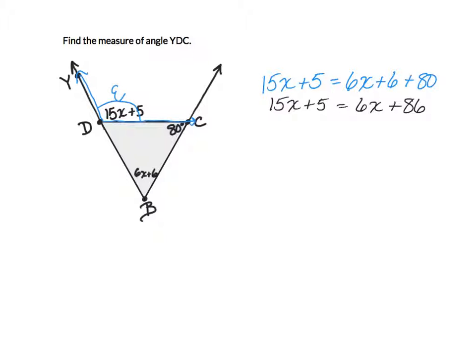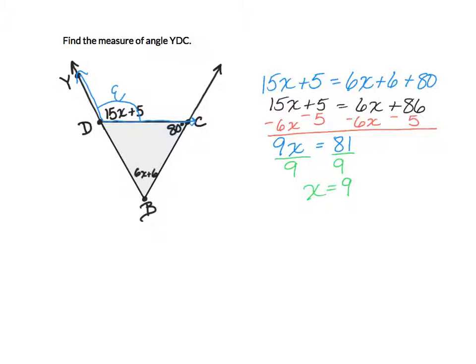And we are going to subtract 5 from both sides. And while we're at it, we will subtract the 6x from both sides, which will give us 9x equals 81. And divide both sides by 9. And we have x equals 9.